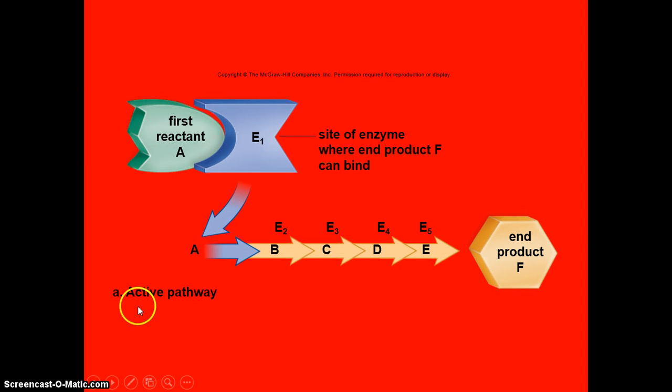Let's take a look at an active pathway. The first reactant A fits into this enzyme E1, and this is the site where the end product F can bind, right here.